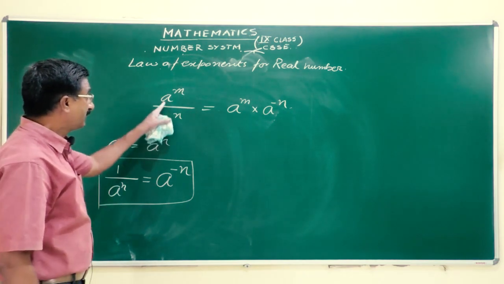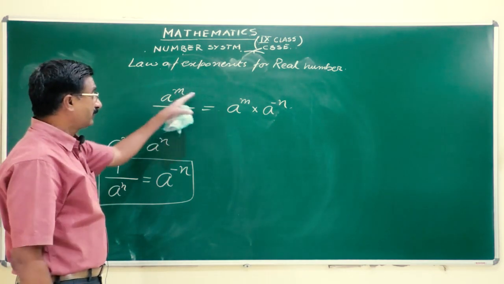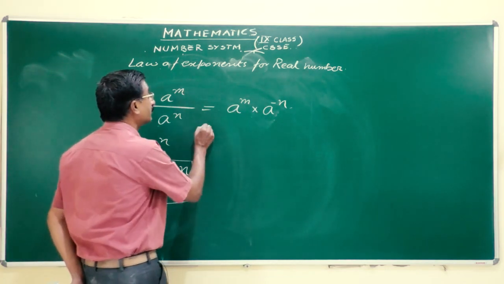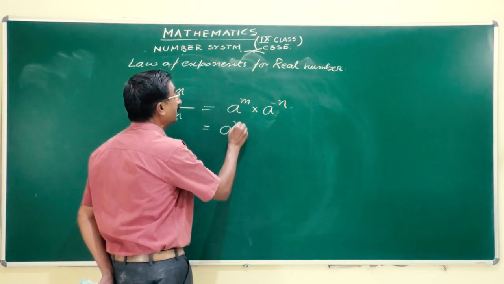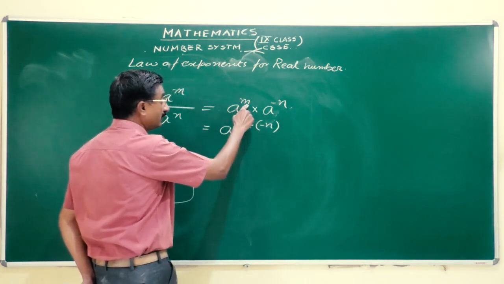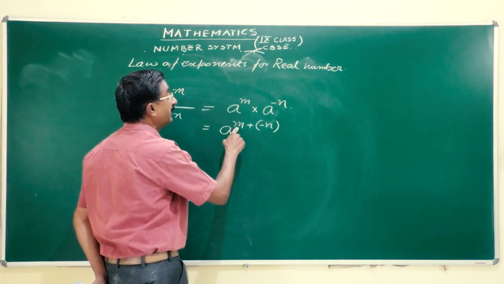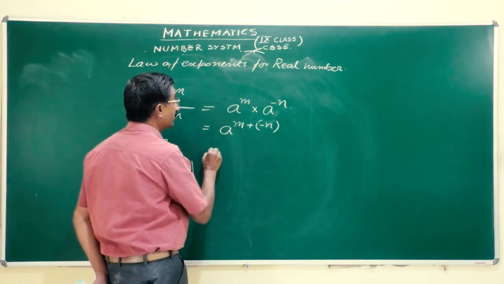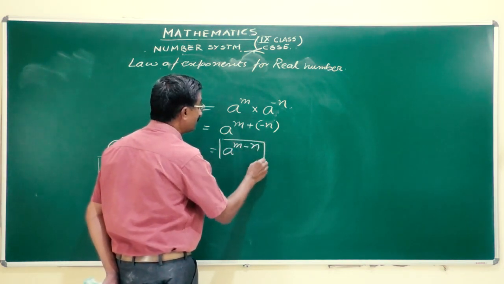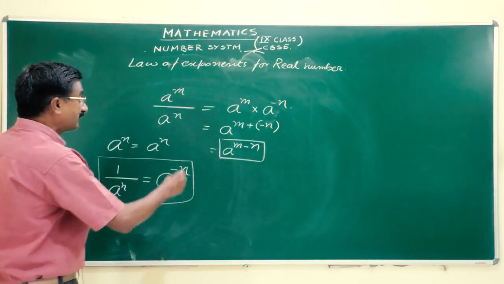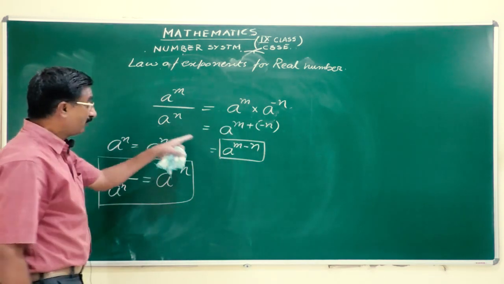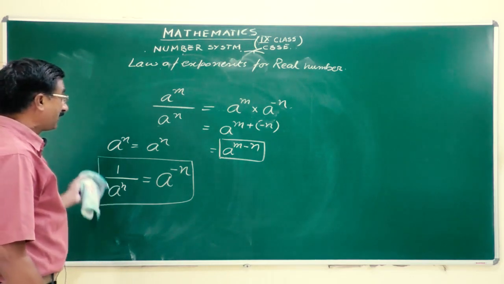Clear? We can write this one like this: a raised to the power m into a raised to the power minus n. So a raised to the power m plus minus n, because the base is common, so the powers are added. So m plus, this is minus n. So this is a raised to the power m minus n. This is just the explanation, you should not get confused. This is the explanation of how we are getting a raised to the power m minus n.